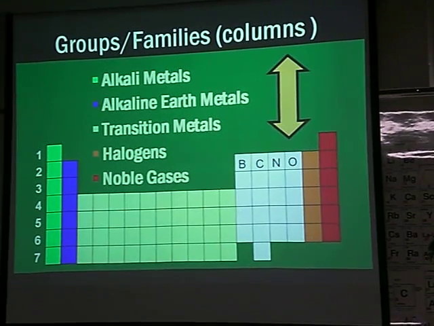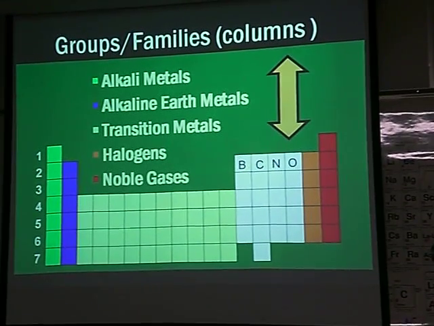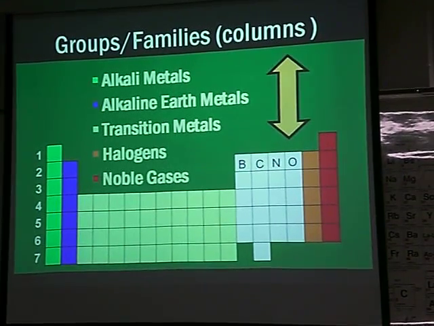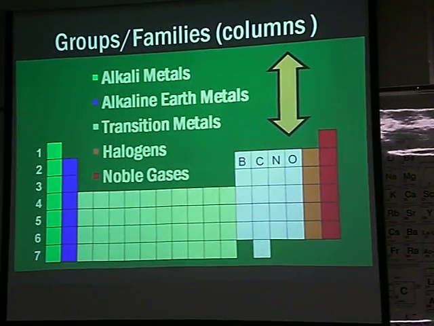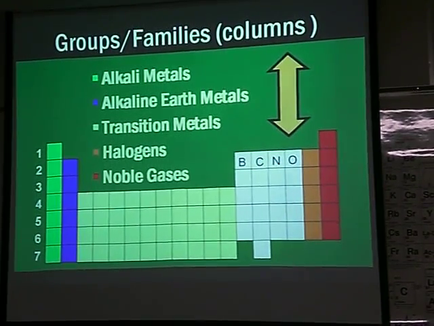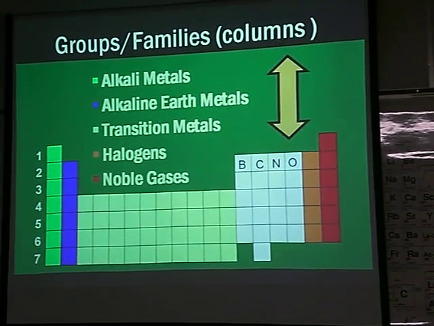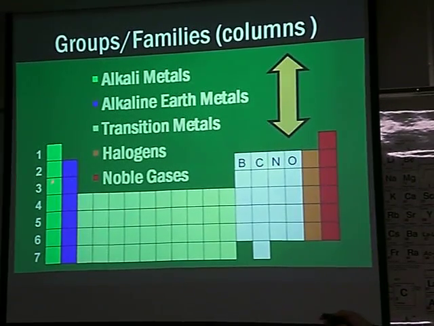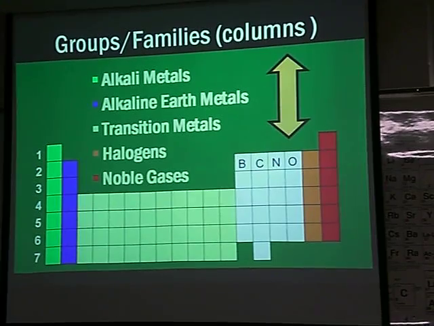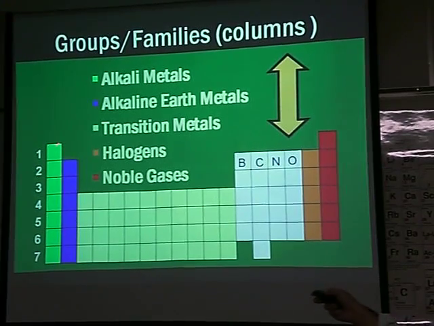Number 12 says, which family or group requires the least energy to remove an electron and which requires the most? Well, let's talk about which requires the least to remove electrons. First of all, the alkali metals, these metals right here, they want to have an electron removed. They want to be like the first noble gas, so it's not going to require much energy at all to remove an electron from here.